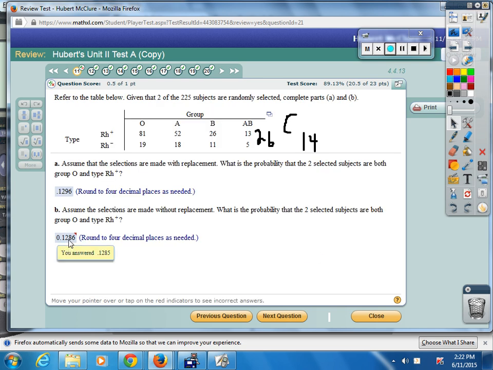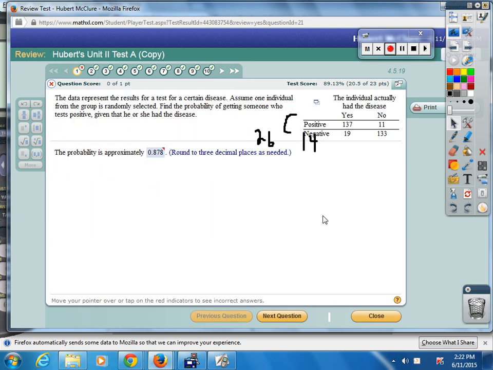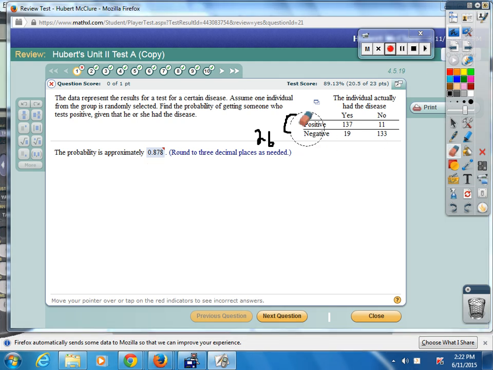Oh, that's good. I'll give y'all credit on that. I'm not going to worry about that. That number 1 bothered me, though. I didn't think that problem was right to begin with. It says, assume one individual from the group is randomly selected. So that means we're just going to find one person. Find the probability of getting someone who tests positive given he or she had, I don't like that word right there. I think we did too.